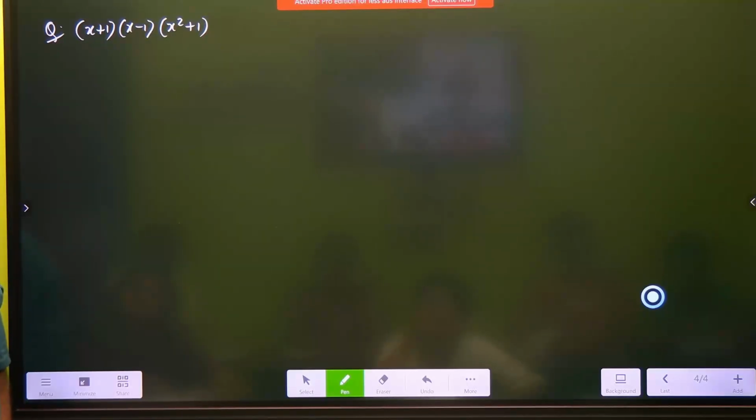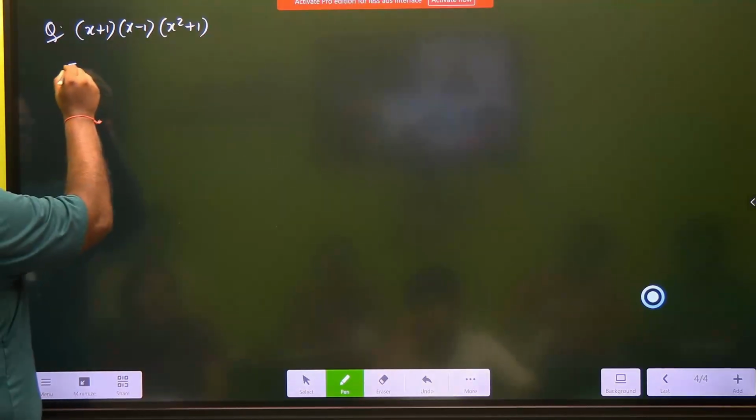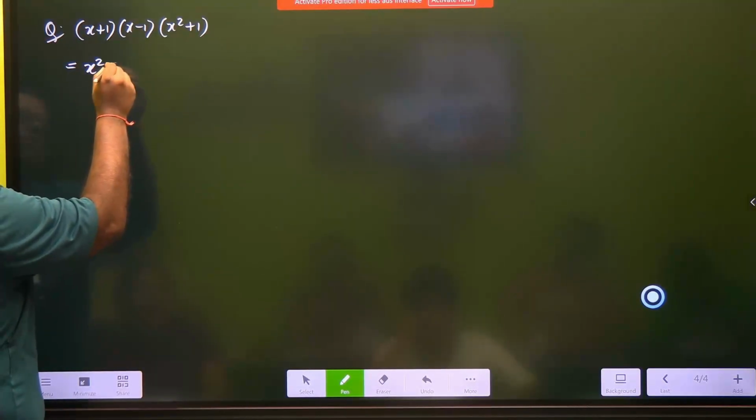But in that case, you will be called a GADHA, because you are not applying your mathematical acumen. If you watch the first two, don't you see something? A plus B into A minus B. So I can write this as x square minus 1 square.